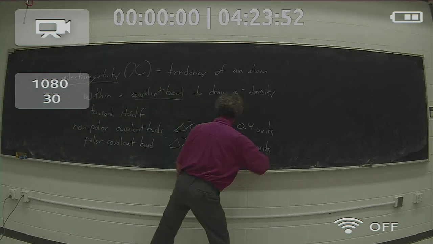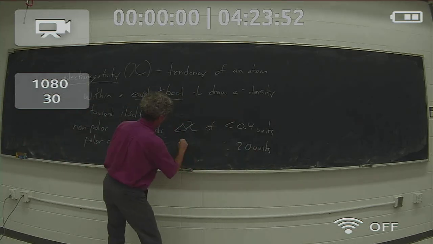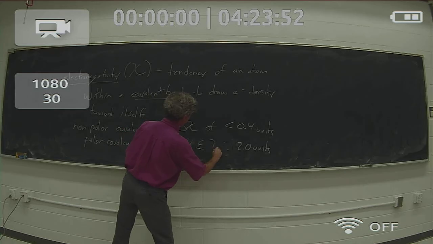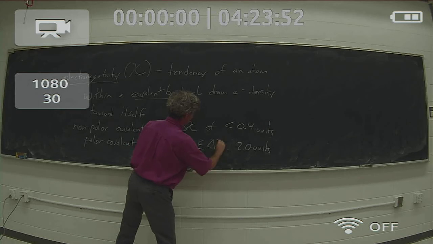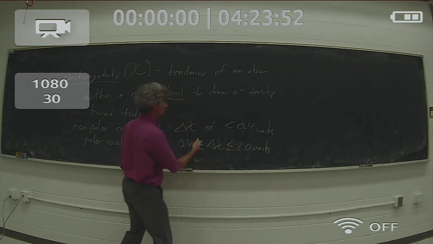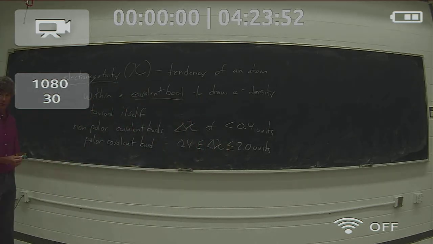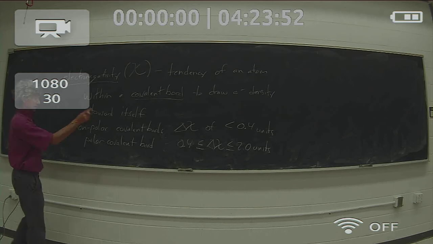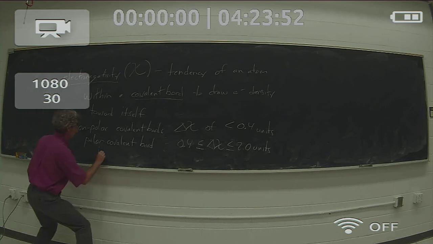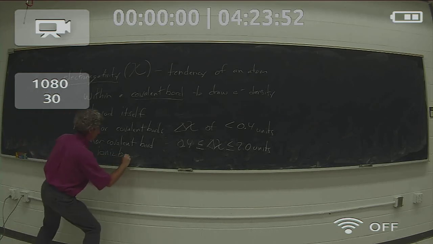Sorry, I'll switch this around. 0.4 less than or equal to delta chi, less than or equal to 2. Some textbooks will say 1.7, but 2 is a good number to use there. And then, of course, anything that's greater than 2 is an ionic bond.